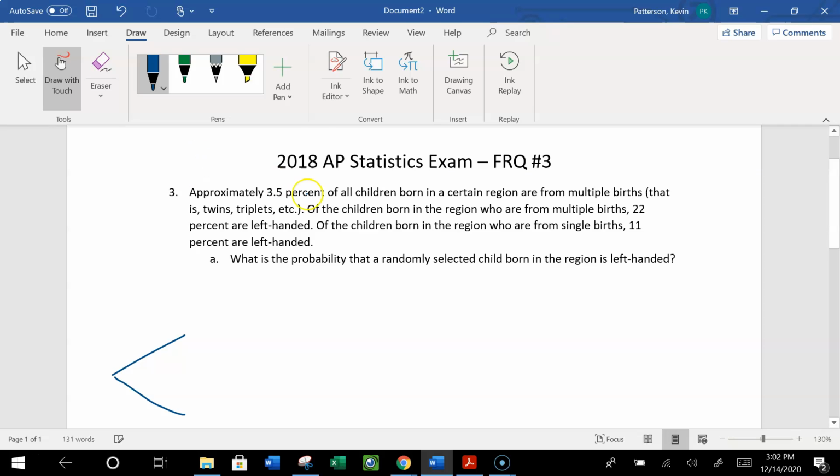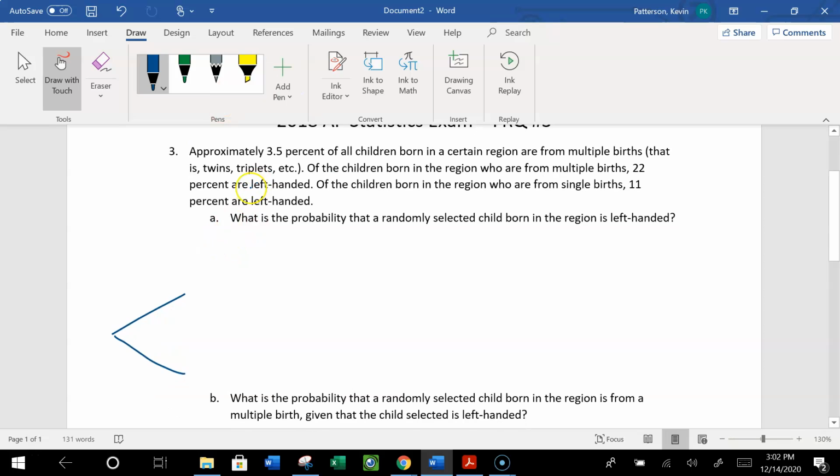Okay, so we would start this because the first thing they tell us is 3.5% of all children born in a certain region are from multiple births. So I'm going to call this MB, multiple births, SB for single births. And they give us that number 3.5%, so I'll just convert that to a decimal to make that 0.035. And then we know the complement of that, 1 minus 0.035, would be the probability of a single birth, which is 0.965.